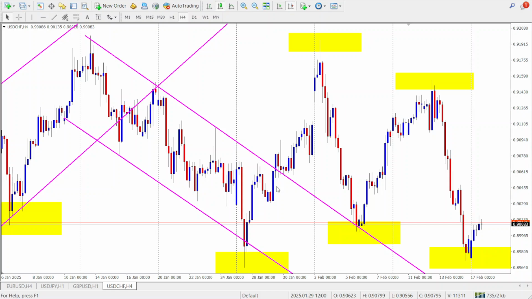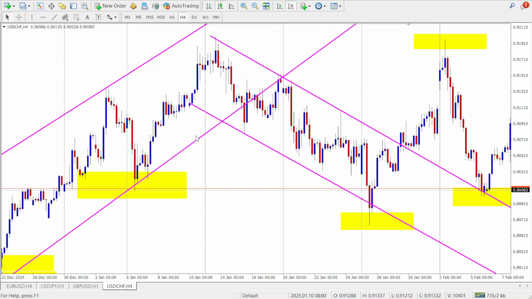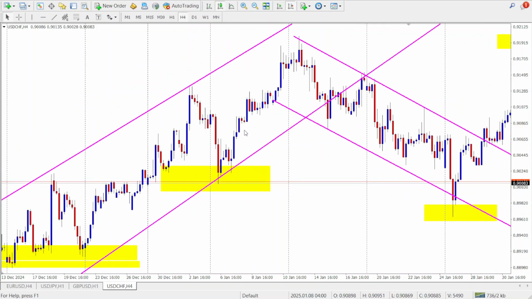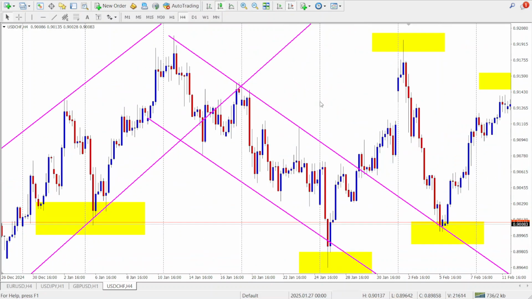Then we have break of structure. Break of structure occurs when there is a potential trend change. For example, we can see that we had this trend change from an uptrend to a downtrend.